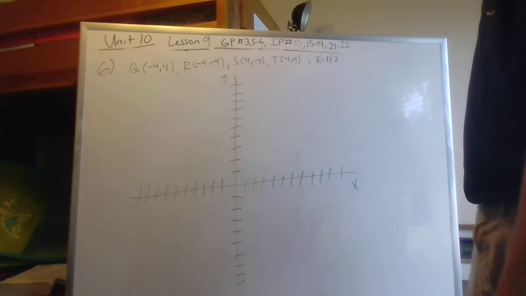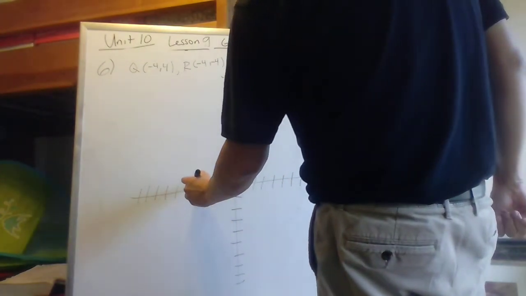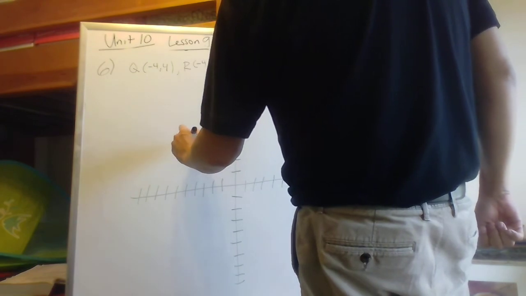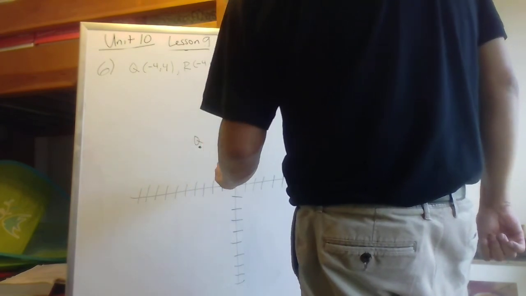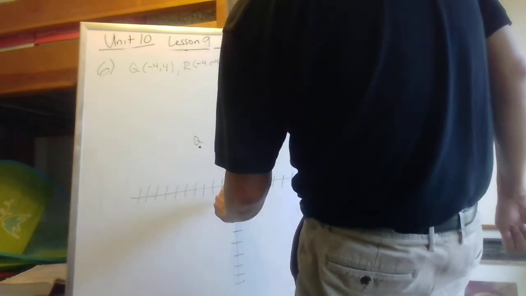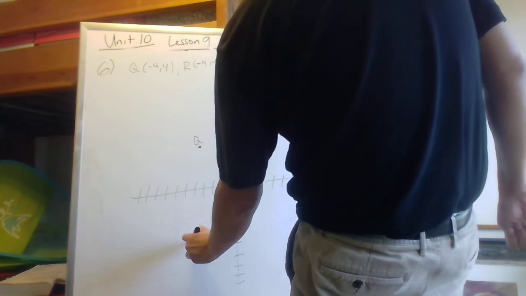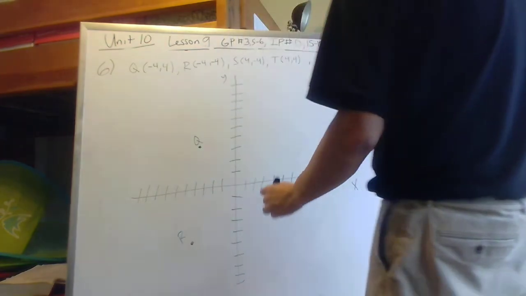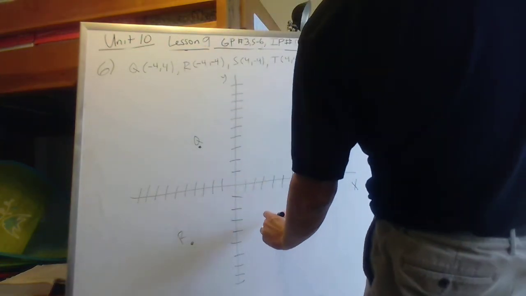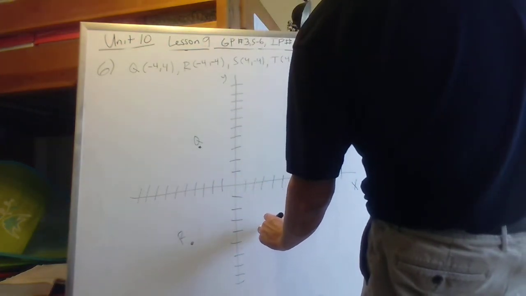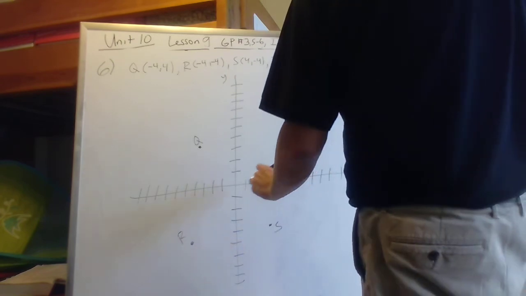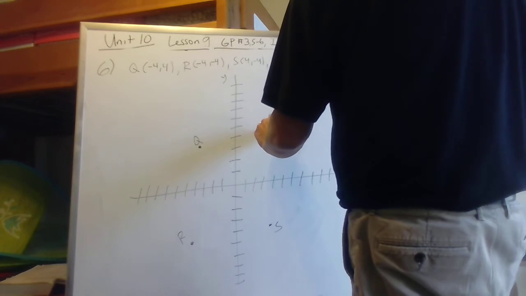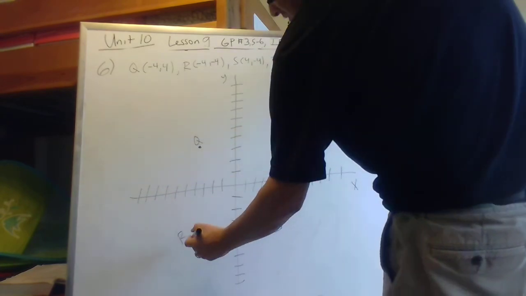Okay, so we have a point at -4, 4. It's Q. We have R at -4, -4, right here. We have S at 4, -4. And then we have T at 4, 4. So it looks like it's a square.